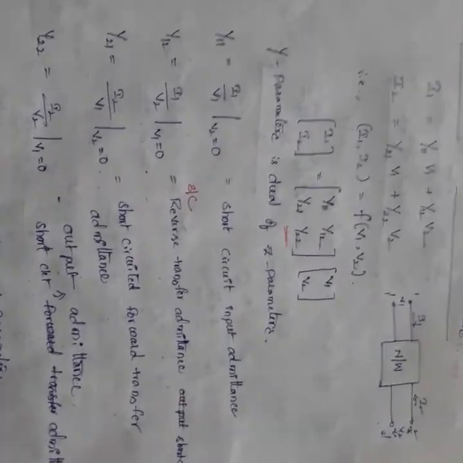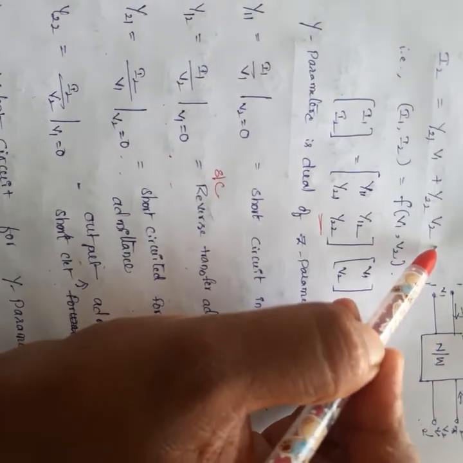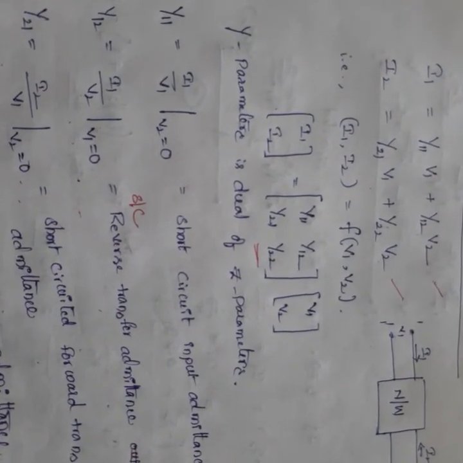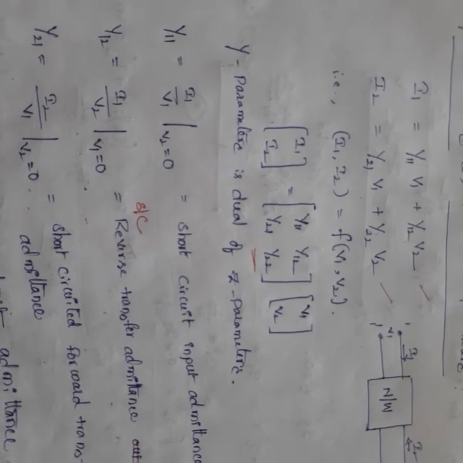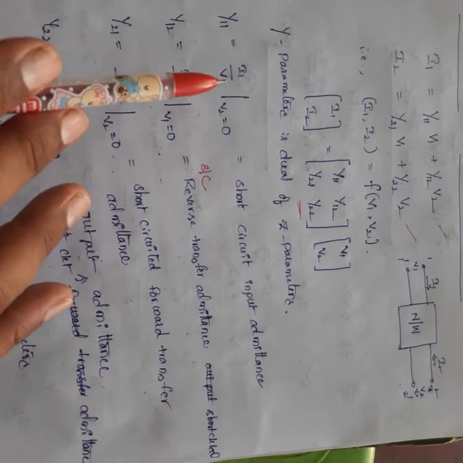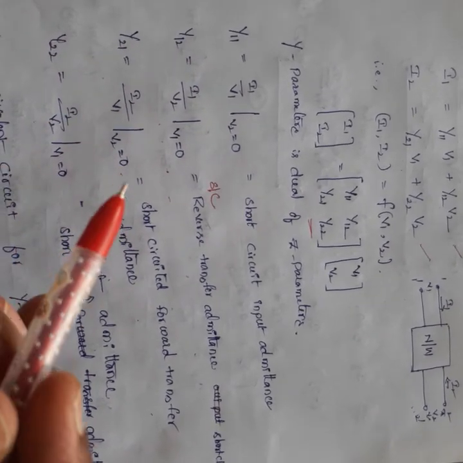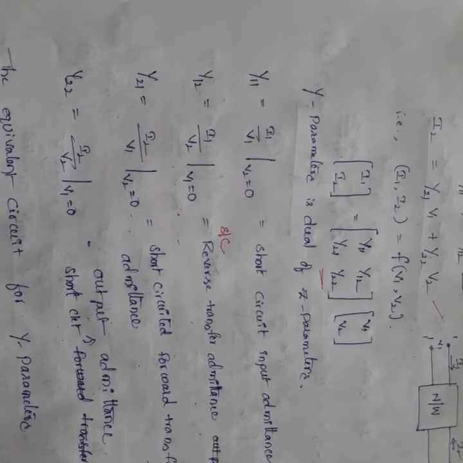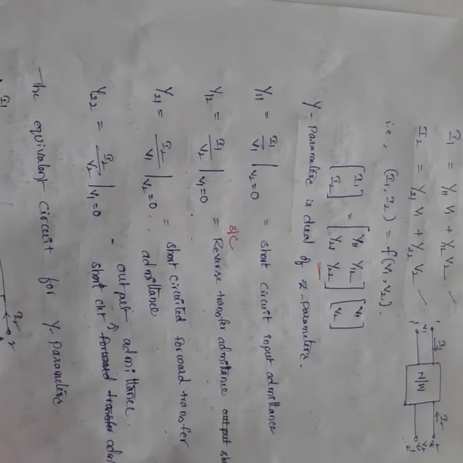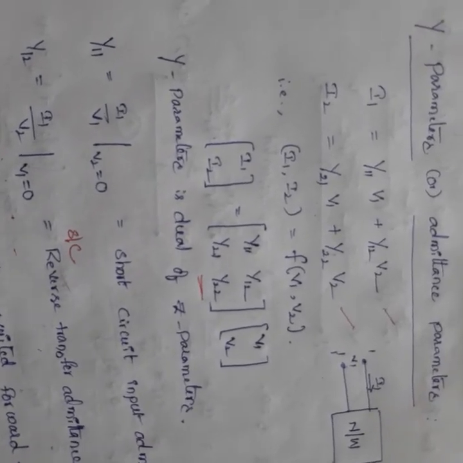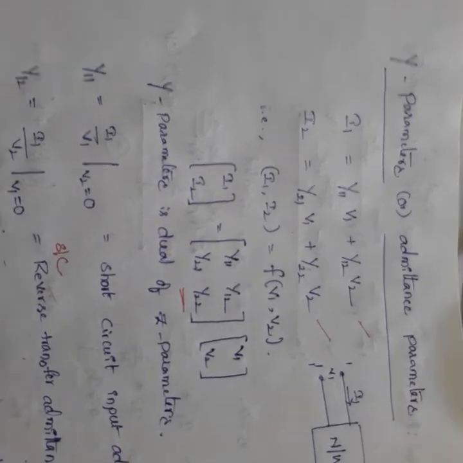The important equations are I1 equals Y11 V1 plus Y12 V2 and I2 equals Y21 V1 plus Y22 V2. For calculation of the parameters, you take V2 equals 0 at one time and V1 equals 0 at another time. These Y parameters can also be explained using a problem.